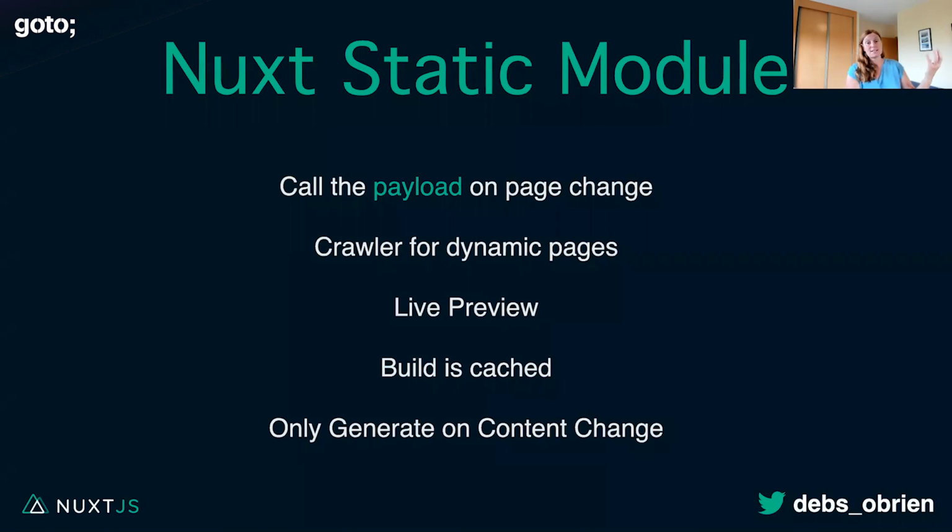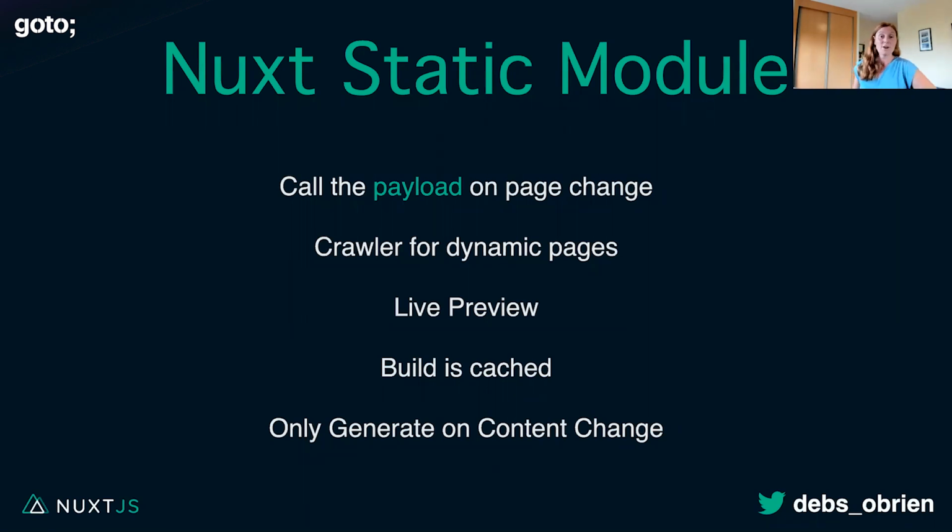And now you can see it, because now it's going to call the API, and you're going to see that call, you can see that data change, and then you can decide to build or not. As I said, the build is cached. So basically, yeah, this is the most super exciting thing, that the build is cached. So you're only generating on content change, you're only generating the content.